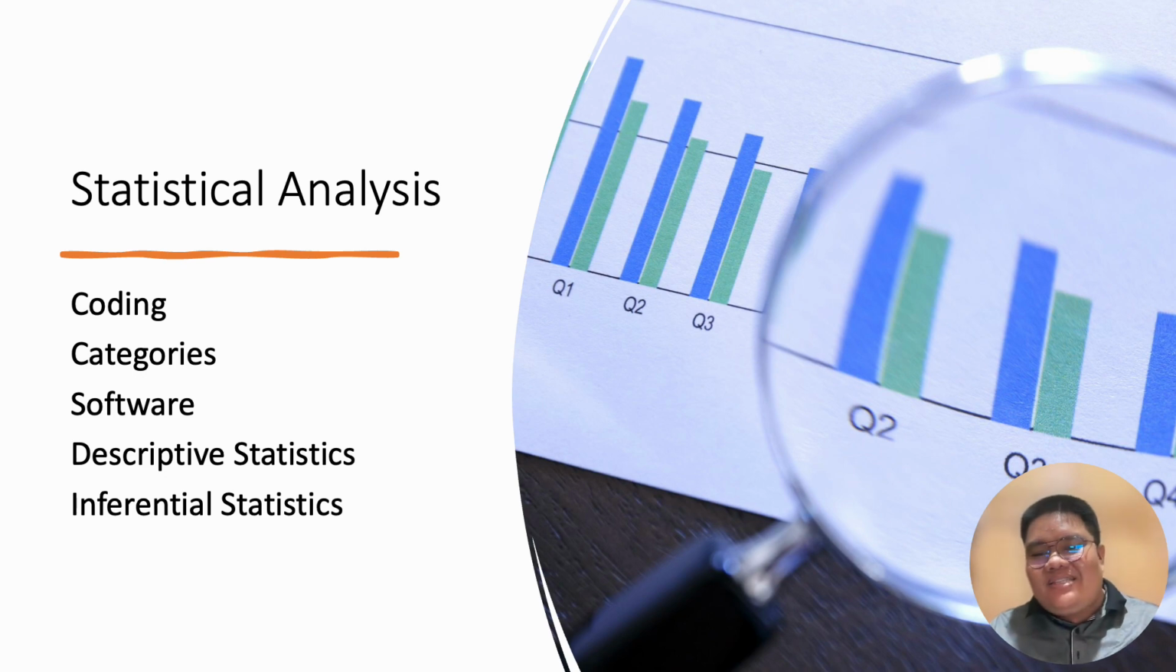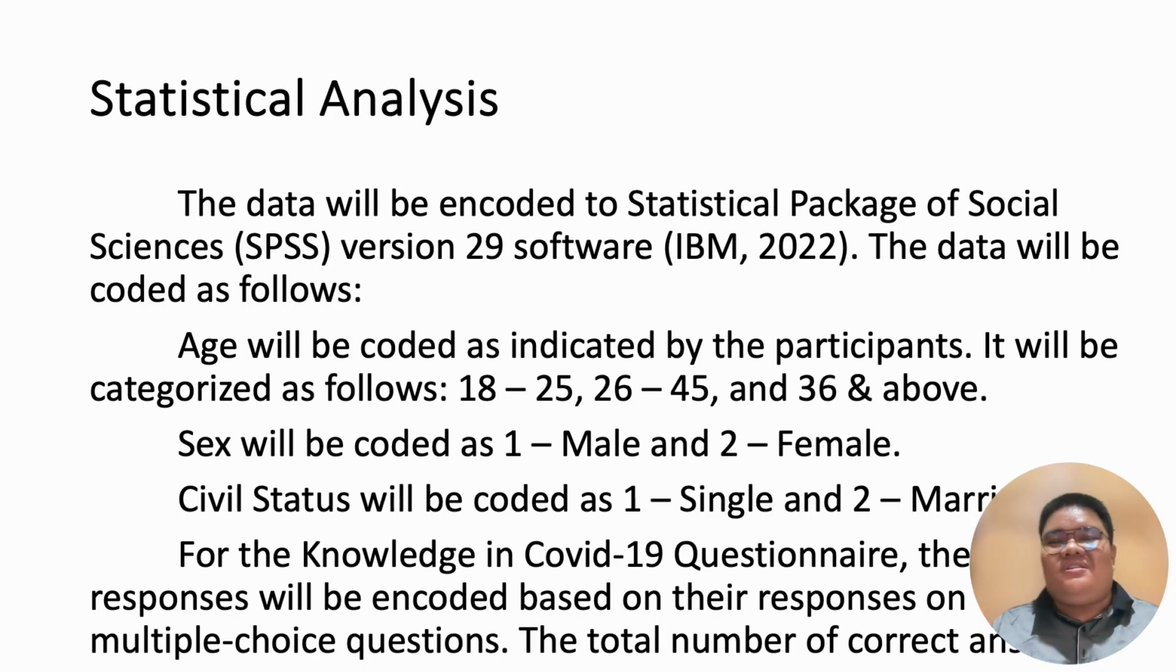In this example, it says that the data will be encoded to Statistical Package for Social Sciences, version 29. I think that's the latest version of this software as of the time of this recording. The data will be coded as follows. You can notice already, dear researchers, that the version is specified along with the manufacturer or producer of this software and the year it was released. Take note that SPSS is not the only software available in the market to perform statistical analysis. There are other software, and this is just for the purpose of example.